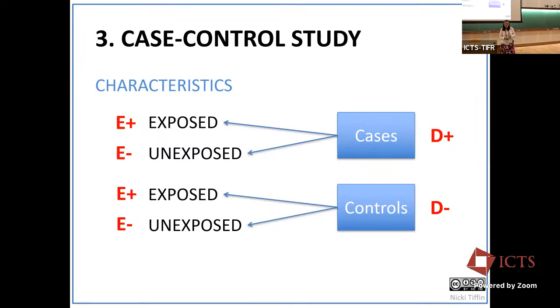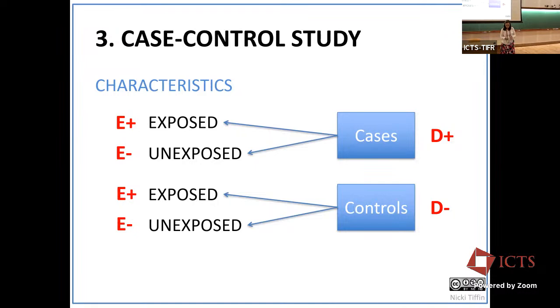So case control study, we've got the characteristics. I hope you're seeing a pattern here that you draw up these 2x2 tables and you can do different calculations, but the calculations are very dependent on your study design. So you end up with the exposed, the unexposed, and then the cases and the controls. So D plus, D minus are disease, not disease. E plus, E minus are exposed, not exposed.